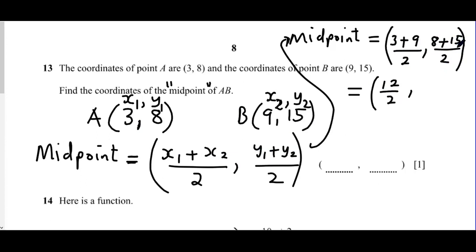Okay, what is 8 plus 15? 8 plus 15 will be equal to 23. You need to divide by 2. So the midpoint here, that gives you 6, put a comma, 23 divided by 2. This will be 11.5. So you get 11.5, and this is your midpoint. All right, so now when you do that, you collect your 1 mark.